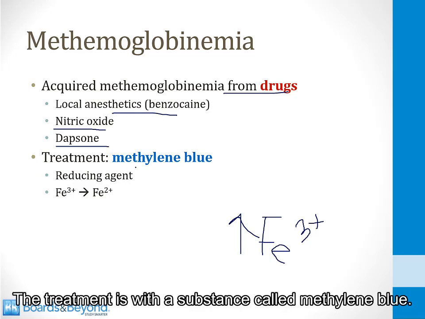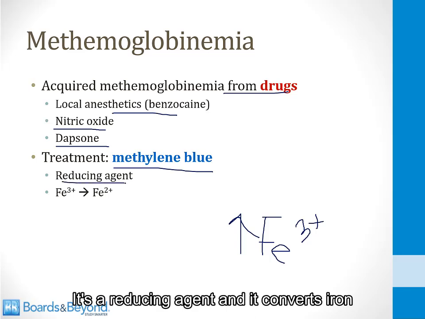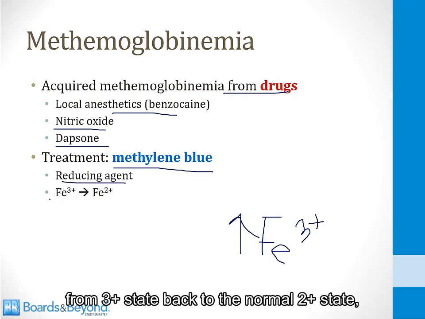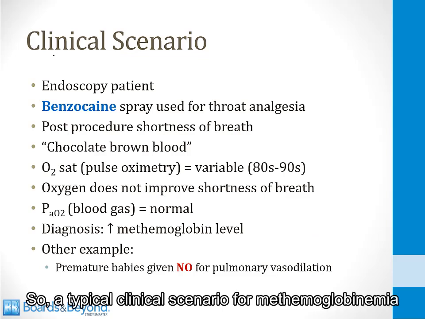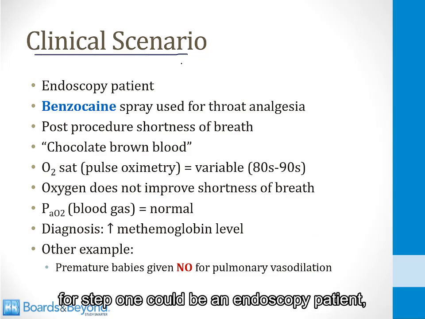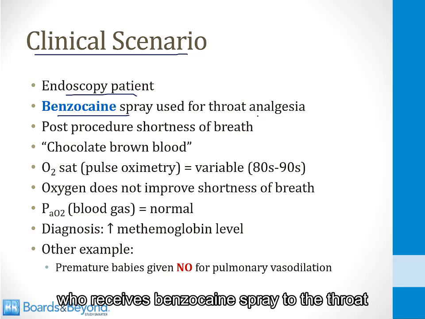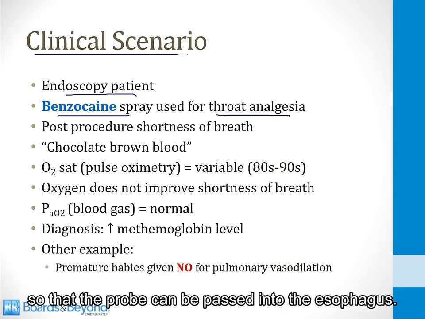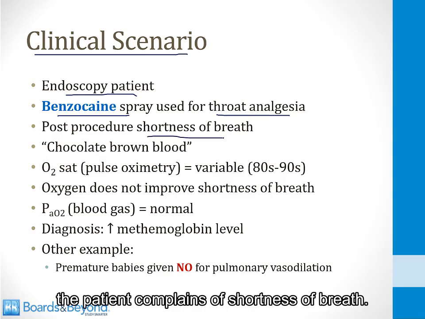The treatment is with a substance called methylene blue. It's a reducing agent, and it converts iron from the 3+ state back to the normal 2+ state, which can bind oxygen. So a typical clinical scenario for methemoglobinemia that you should be able to recognize for step 1 could be an endoscopy patient who receives benzocaine spray to the throat to cause numbness of the throat so that the probe can be passed into the esophagus. After the procedure, the patient complains of shortness of breath.